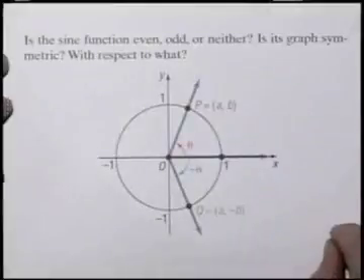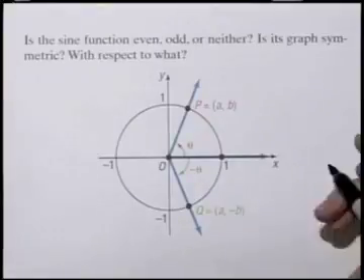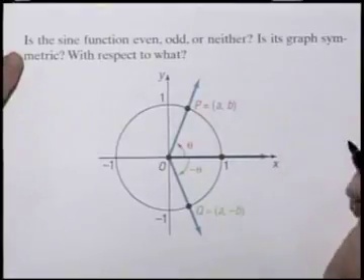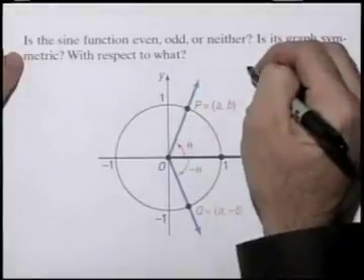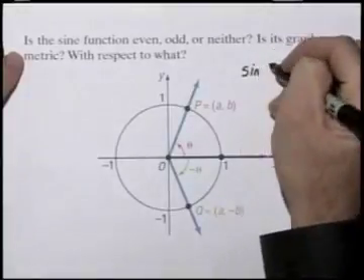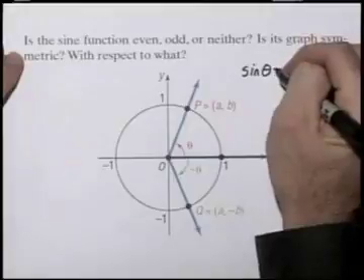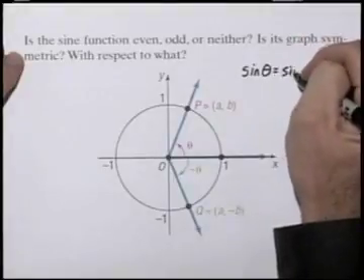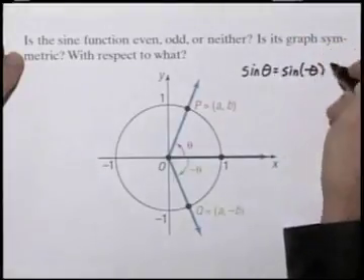Remember, if a function is even, then its graph will be symmetric with respect to the y-axis. If a function is odd, then its graph will be symmetric with respect to the origin. We want to know whether the sine function is even, odd, or neither. Well, if the sine function is going to be even, then it must be the case that the sine of theta equals the sine of negative theta.